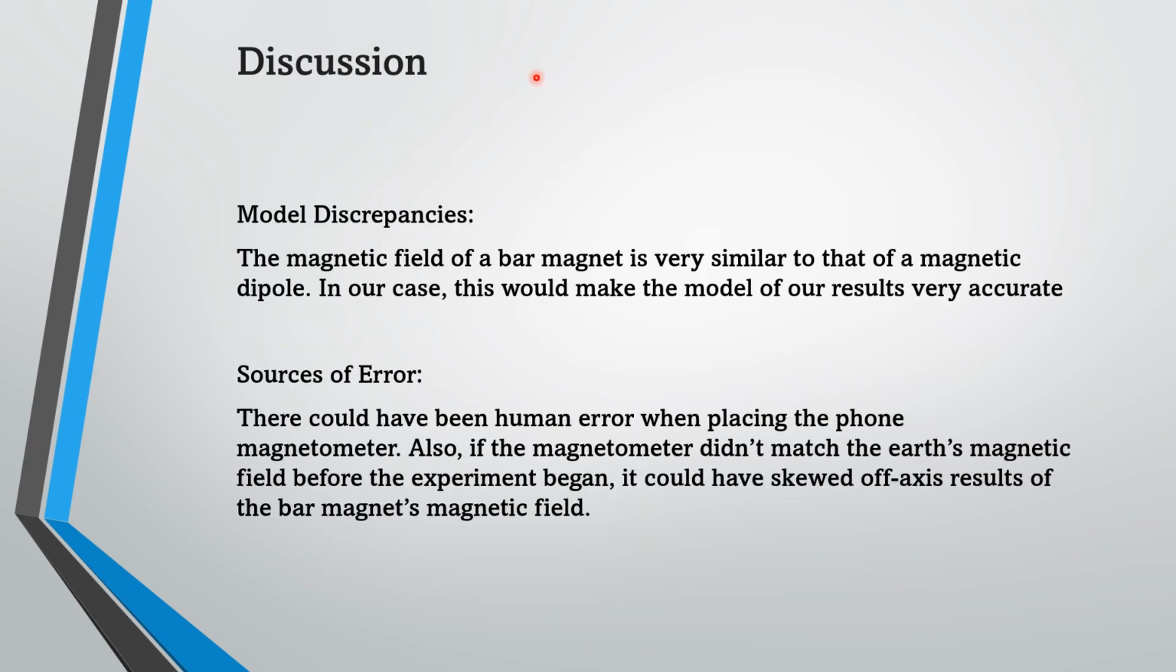Discussion. Model discrepancies. The magnetic field of a bar magnet is very similar to that of the magnetic dipole. In our case, this would make our model of our results very accurate. Sources of error. There could have been human error when placing the phone magnetometer. Also, if the magnetometer did not match the Earth's magnetic field before the experiment began, it could have skewed the off-axis results in the bar magnet's magnetic field.